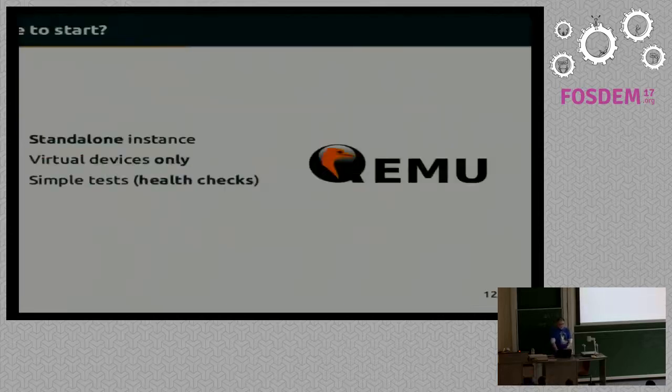Just for a start, it's best to focus on a standalone instance with no remote workers, with no distributed environment. A standalone instance will allow you to get the most out of Lava as quickly as possible. We'll also focus just on virtual devices, and the tests that should be run at the beginning should be as simple as possible, just health checks if nothing else comes to you during the setup.